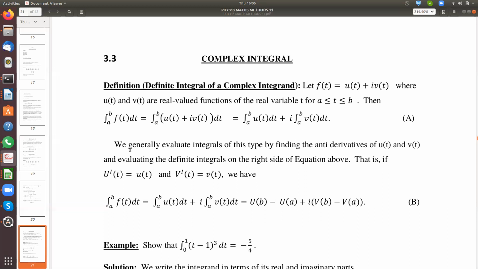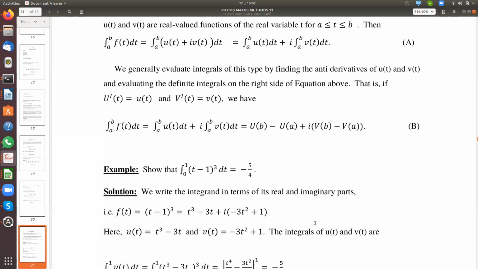We can also evaluate an integral of this type by using the antiderivative of u of t and v of t. So in that case, u prime of t is equal to u of t and v prime of t is equal to this. So we can write this as u of b minus u of a plus i times v of b minus v of a. So now let's see an example.